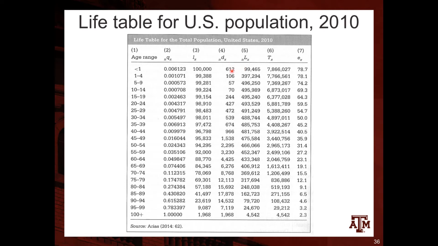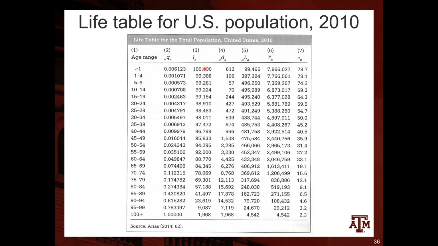Here we have the number of people dying within the age group. In this case we do have the subscript n, because here we have 612 people who died in the age group 0 to 1, and 106 people who died in the age group from 1 to 4. And the big L column, where we again have the subscript n, is the big nLx, the number of years that people lived within the specific age group.